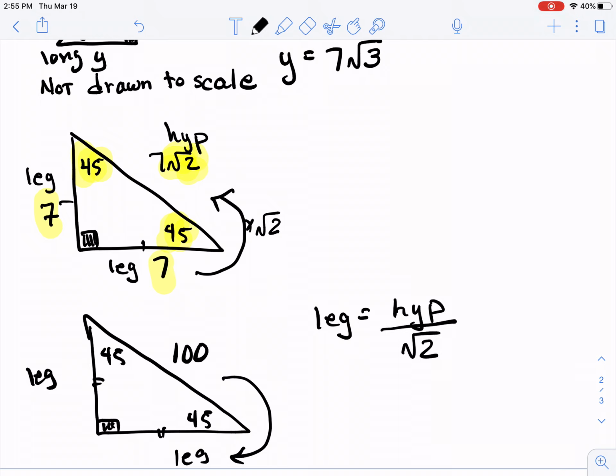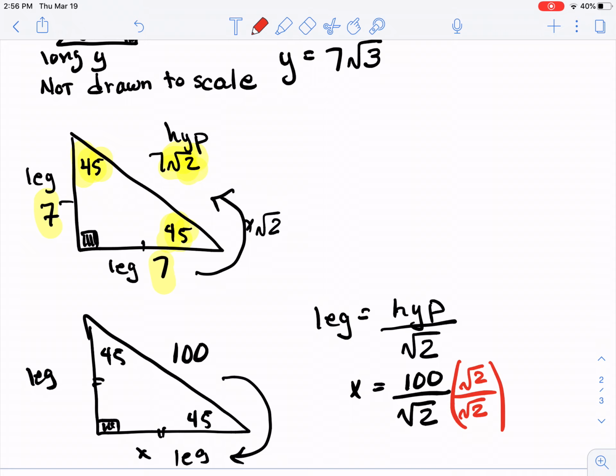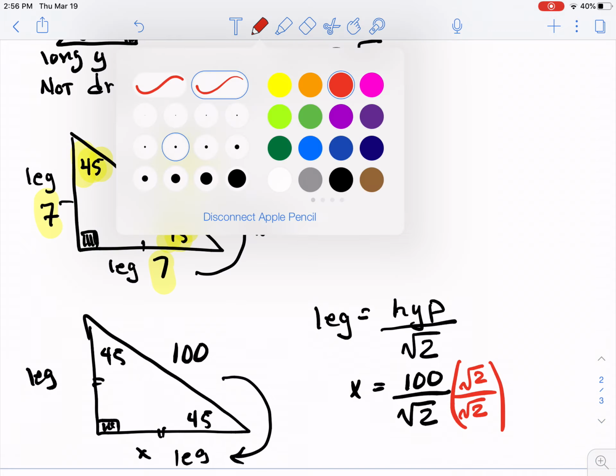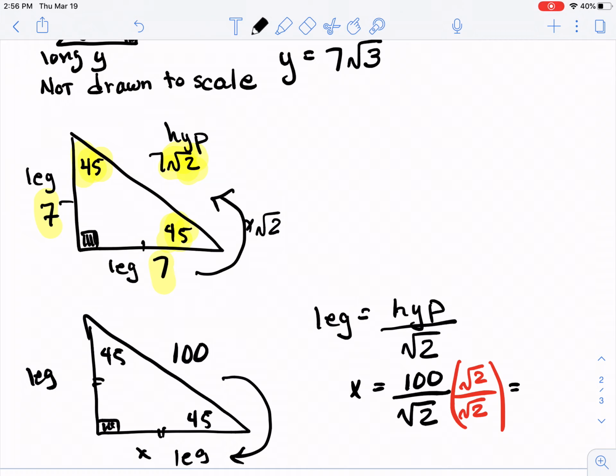But we never leave our answers with radicals in the denominators. Actually, sometimes we can, but in Big Ideas, those answers won't get marked as correct if you do. So I'm going to rationalize the denominator by multiplying by 1. That's going to give me 100 times the square root of 2 on the top, over square root of 2 times the square root of 2, which is 2, on the bottom. Now one more step: 100 on the top, 2 on the bottom. Those are both even, so I'm going to divide. The 2 is going to turn into a 1, and the 100 is going to divide by 2 and turn into 50. So our final answer here for our leg is 50 times the square root of 2.